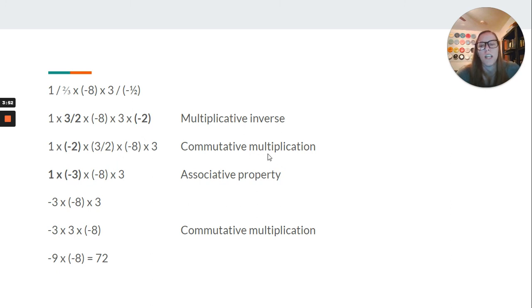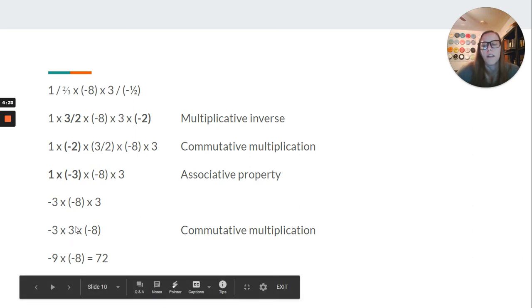Next, we're taking the commutative property of multiplication to take negative 2 times 3 over 2, because the negative 2 will be easier divided by 2. So then we end up with 1 times negative 3, because negative 2 times 3 is negative 6 divided by 2 is negative 3, times negative 8 times 3. So the associative property, we're putting 1 times negative 3, so negative 3 times negative 8 times 3. Commutative multiplication, 3 times negative 3 is going to give us a negative 9 here. And then finally, negative 9 times negative 8 is 72. Positive because they have the same sign.